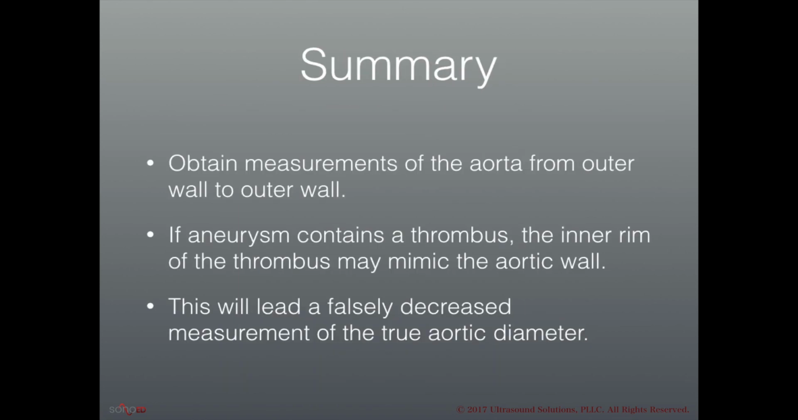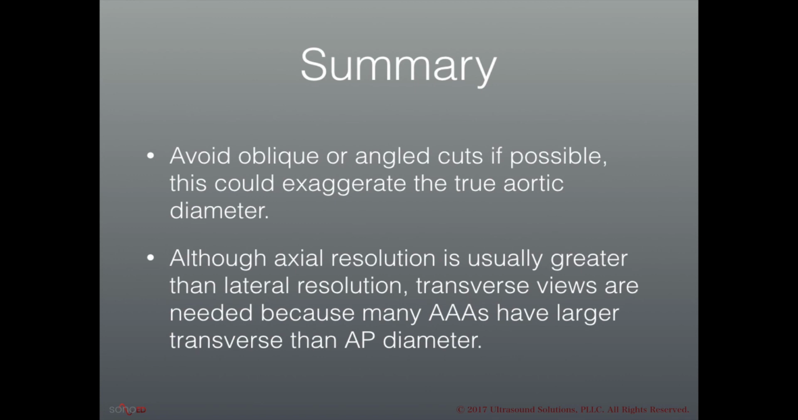So let's summarize what we've just talked about. Once you've identified the aorta, you're going to obtain measurements of it from the outer wall to the outer wall, generally in an anterior to posterior diameter. Ensure that you don't just measure the lumen of the aorta and miss a surrounding thrombus. If possible, avoid oblique or angled cuts, as this could falsely exaggerate the true aortic diameter.